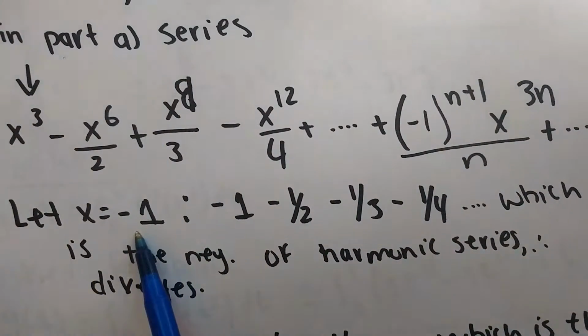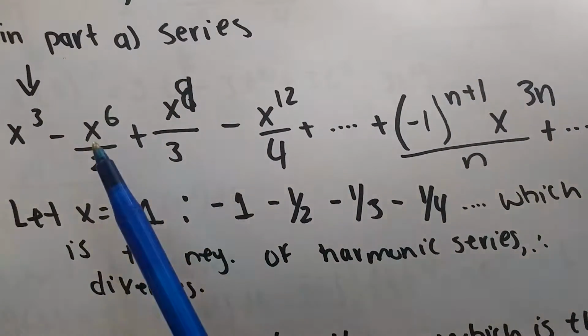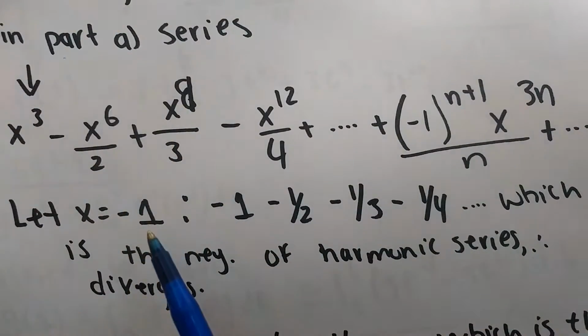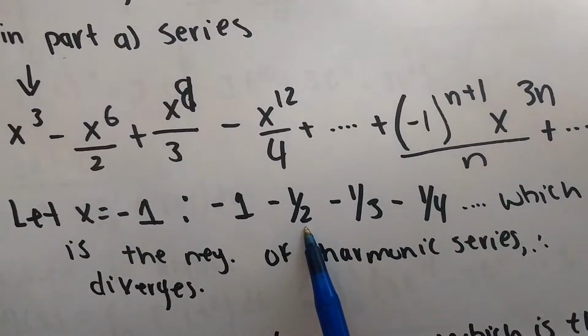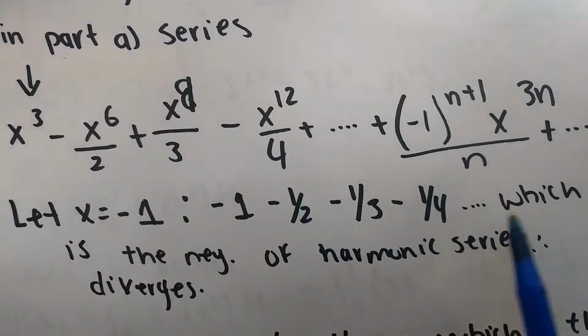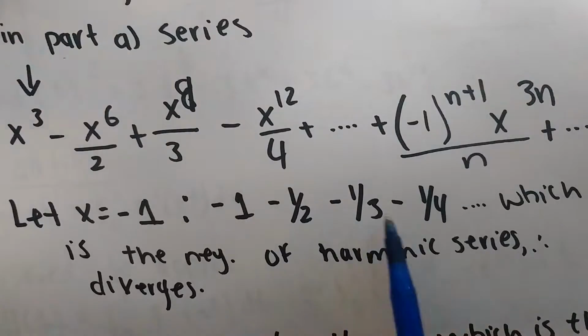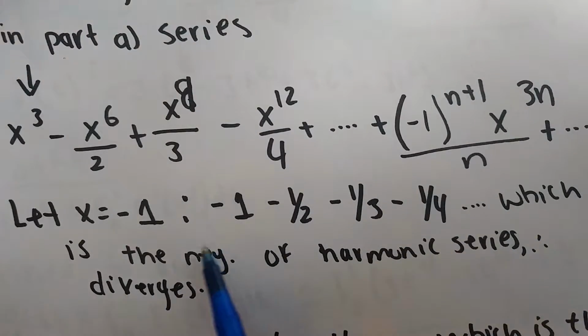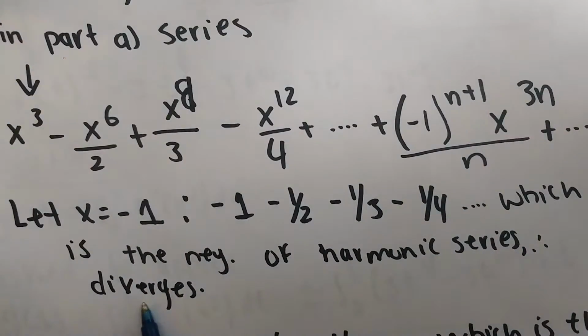So let x equal -1. Once you plug in -1 for x cubed, x to the 6, x to the 9th, you're going to end up getting -1, minus 1/2, minus 1/3, minus 1/4, and so on and so forth. You can see it's minus, minus, minus, minus, just repeating. This pattern can be referred to as the negative of the harmonic series. And any negative harmonic series, you should keep in mind and have on you all the time, diverges.